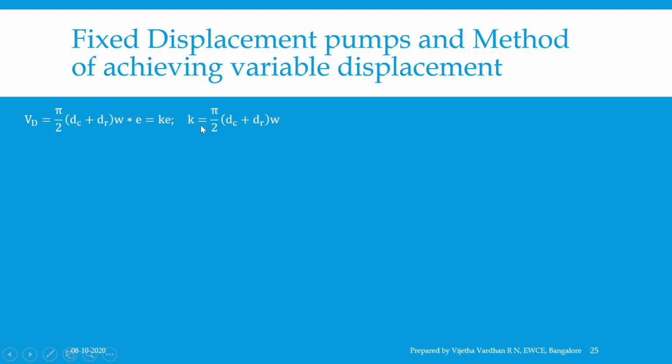Now, it can be observed from the relation that the theoretical volumetric displacement Vd is going to be a function of the diameter of the cam ring and the rotor, the width of the vane, and also the eccentricity. For a given size of a pump, the diameter of the cam, the diameter of the rotor, and the width of the vane are going to be fixed, and that is why they are all constants. Then, any variation in volumetric discharge has to come from the variation of the eccentricity.